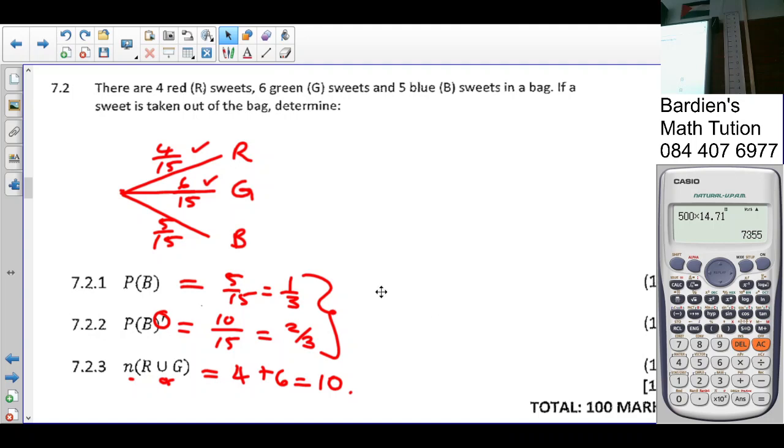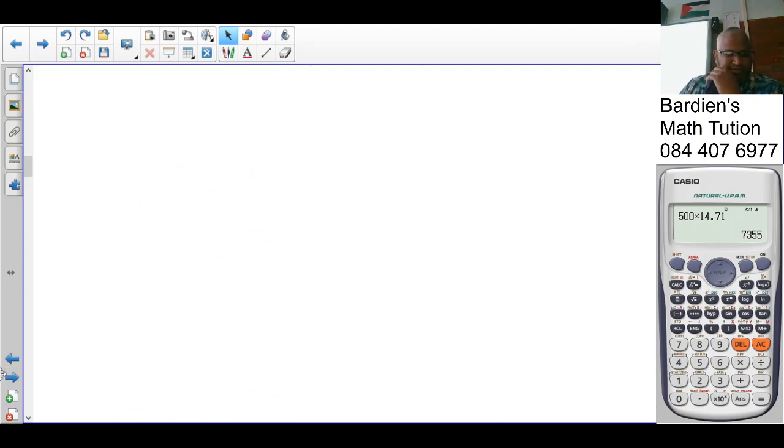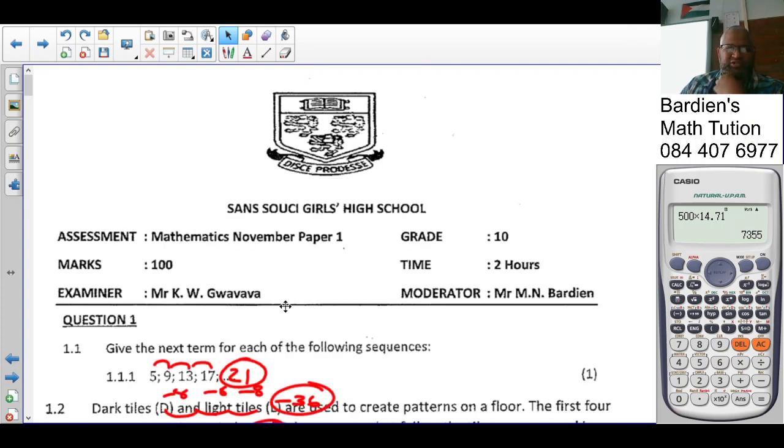No. So that brings us to the end of, which paper was this? The San Suzy 2019. Okay, this is without the question on. Year 2019.